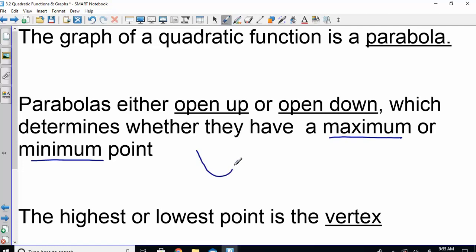If you have a parabola that opens up, this point right here, is that a maximum or a minimum? Minimum. So if it opens up, it has a minimum. If it opens down, this point is a maximum. That point is also called the vertex of the parabola, that highest or lowest point.